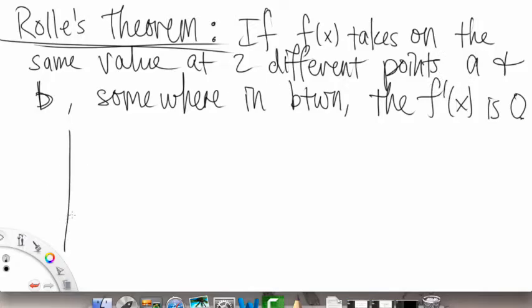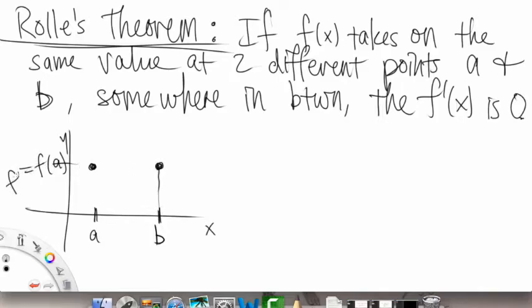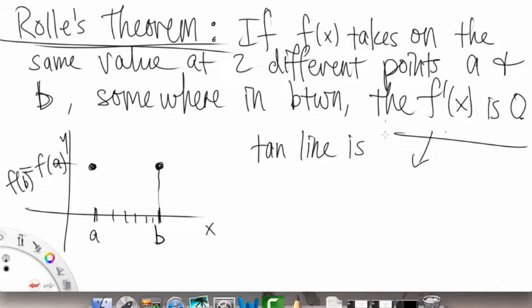And pictorially, this is what it looks like. So graphically, we're gonna show this. So let's say A and B are here, and the function happens to take on the same exact value, the same height, right? So here's f of A, let's say, and this is f of B, which is the same thing. Okay, so in between here, somewhere, anywhere in between, the tangent line must have a slope of 0. Okay, and this is why, so I'll write that out real quick. So tangent line is horizontal.